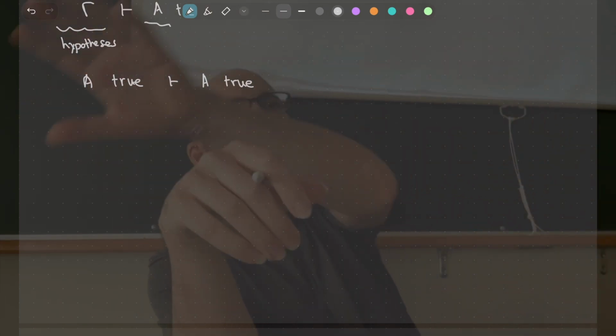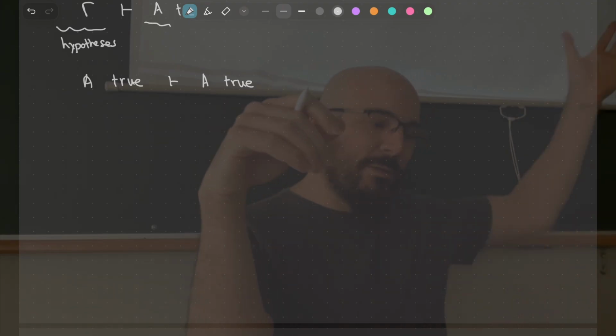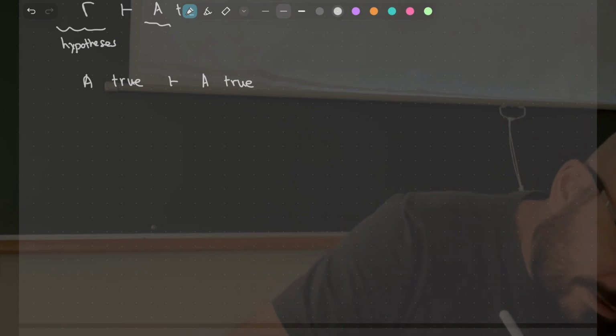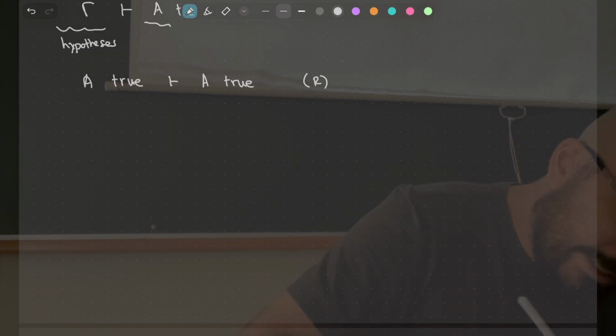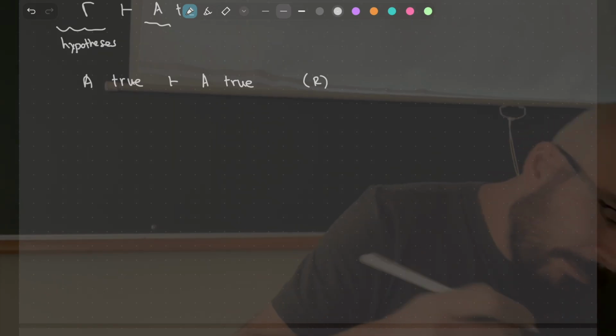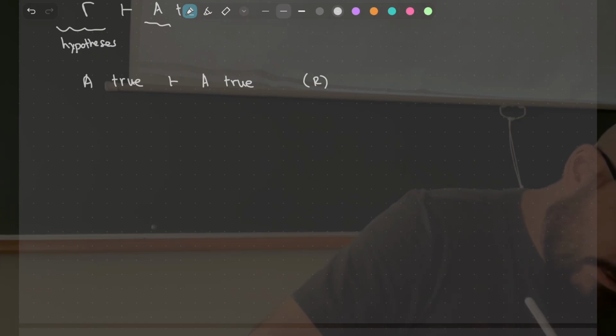Would anybody like to attack this, to say it doesn't make sense? For an entailment, the idea is that from this, I can guarantee that. Obviously, if you give me A, I can guarantee A, I just give it back to you, right? So this should look like some kind of reflexivity.